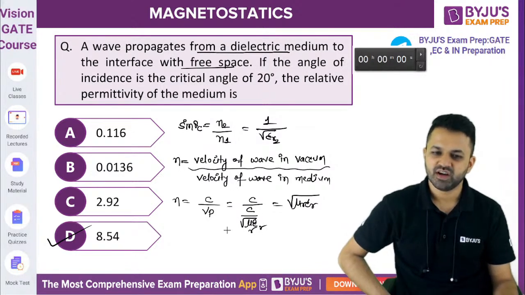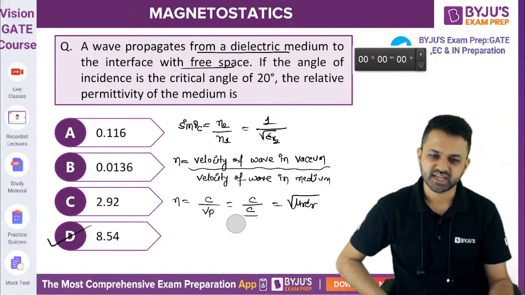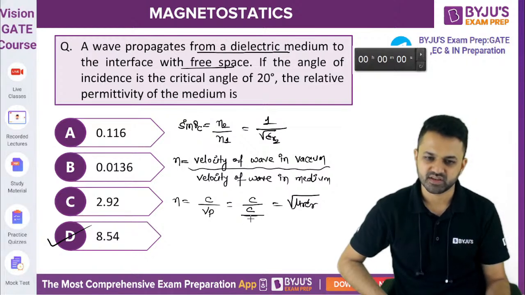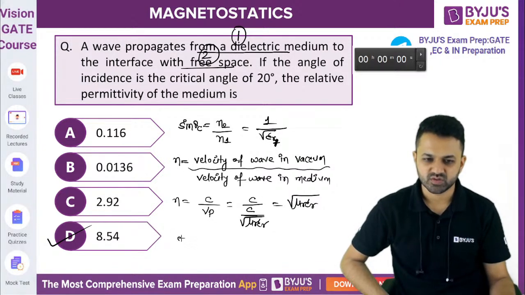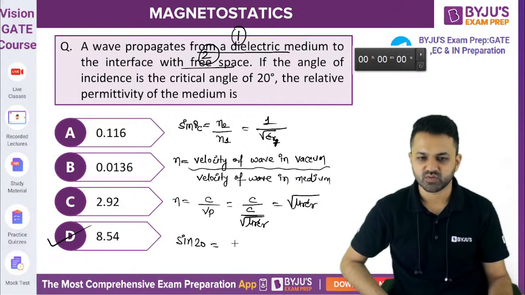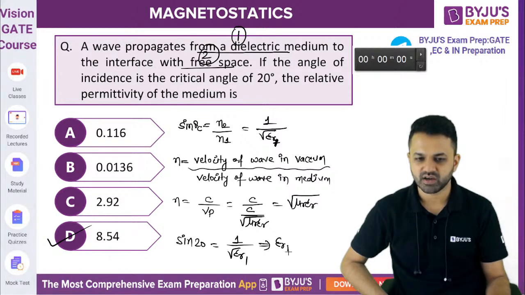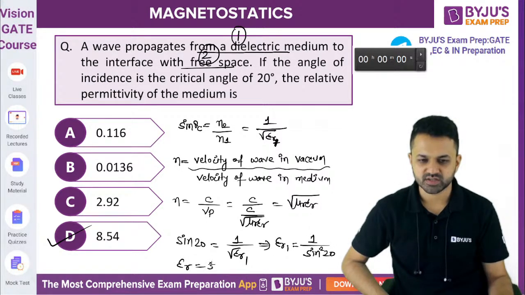That's why I also write in the same way, so that you will understand what mistake is actually happening with the understanding of the question. The understanding of the question is that the first medium is dielectric, and the second medium is free space. So the first medium will be root over epsilon r1 and the second medium is 1. So now you will write sine 20 equal to 1 upon root over epsilon r1, and hence you will get epsilon r1 is equal to 1 upon sine square 20. Okay. So from here you will get epsilon r equal to 8.54.